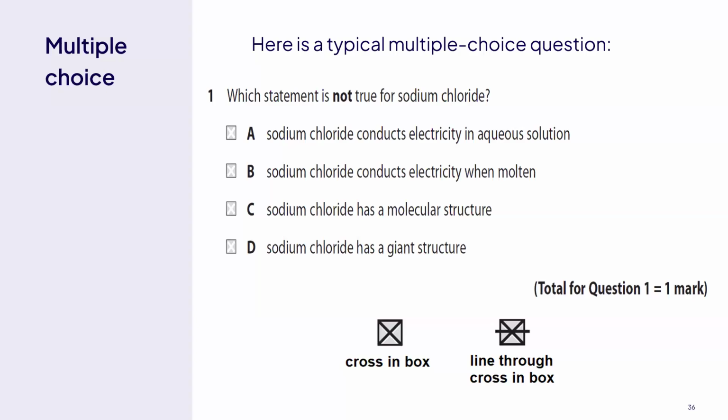If, however, they did put a cross in A, and later on when they were going through their paper and checking it, they suddenly realised, hang on a moment, that's not the correct answer, then they put a line through that box as shown at the bottom there, and then put a cross next to the letter they wish to be considered for marking. So hopefully then they change their mind and put the cross in C.